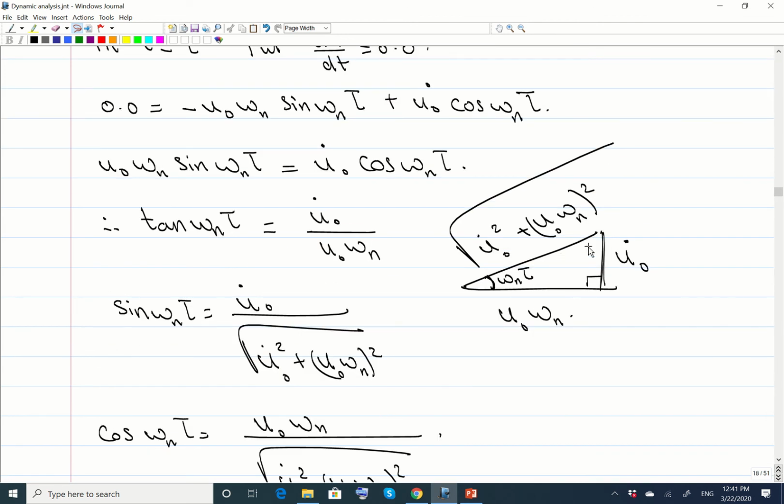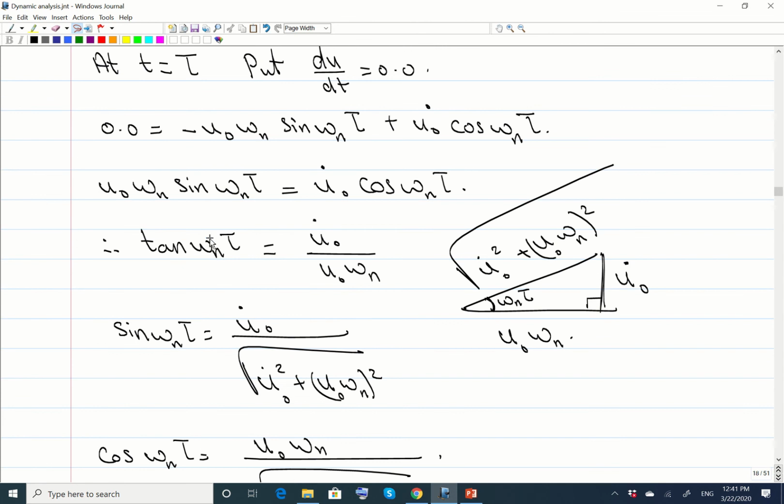So that represents a triangle over here. The tan of the angle, tan omega n tau, where this is omega n tau, is equal to the opposite divided by the adjacent: u dot node and then u node omega n. The diagonal over here is going to be the square root of the sum of the squares of the two sides: the square root of u dot node squared plus u node omega n squared. So that's tan omega n tau.